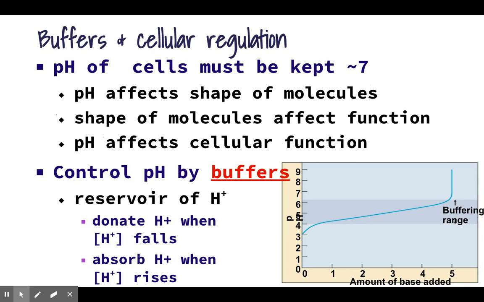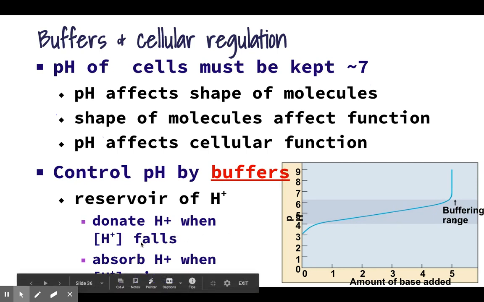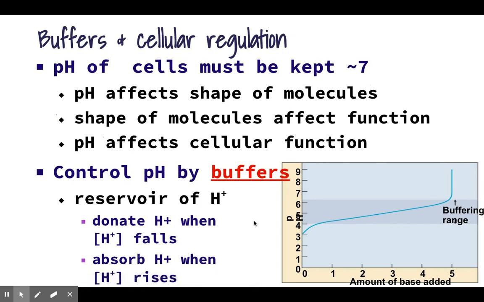So the shape of the molecules affect the function, as we said. pH affects cellular functions. We have what are known as buffers. And buffers help to keep our pH levels within that range that we talked about. So we have a reservoir of hydrogen ions. So we donate them when the hydrogen falls and we absorb them when we have too much. All right, so an example.